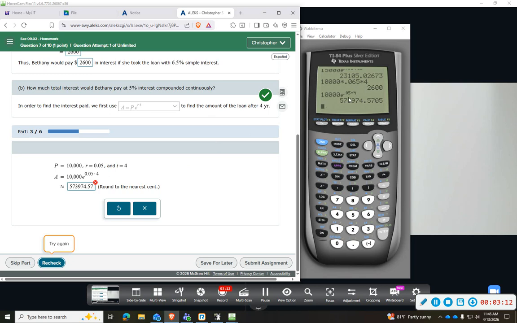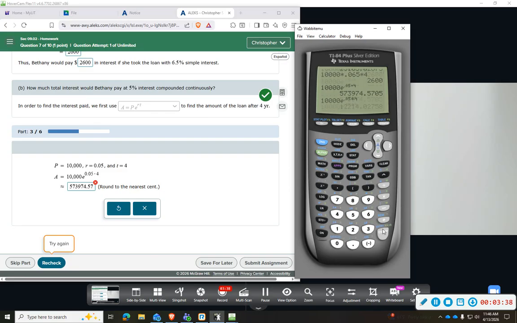Something didn't look right. Did I get a plus? Maybe I didn't type in the formula right. That didn't look right. 10,000. Then second e, 0.05 times 4. Yeah, that looks like a plus 4. So I'm like, man, that looks really, really big. Okay, that's better.